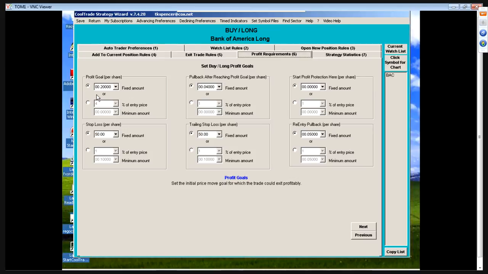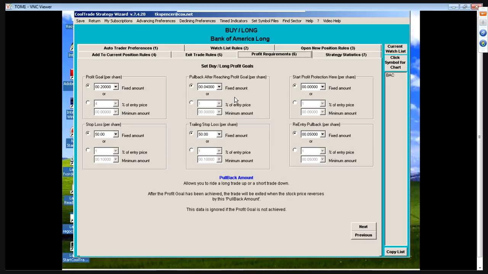So we have our profit goal here, and it's set for 20 cents. So we're looking to make 20 cents on 1,000 shares. That's $200. So if we get to 20 cents, what the robotic trader does is it puts a Y next to the symbol, which indicates we've reached our profit goal. And then it defaults over to this next feature, which is called the pullback after reaching the profit goal. So it's going to ride through the 20 cents, and it's going to wait for a 4-cent pullback, and then it will exit the position.